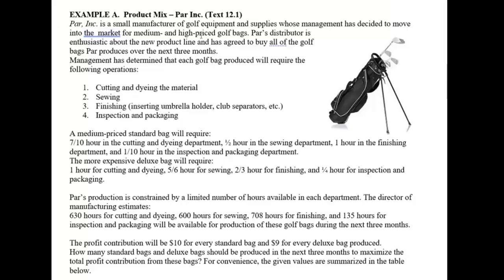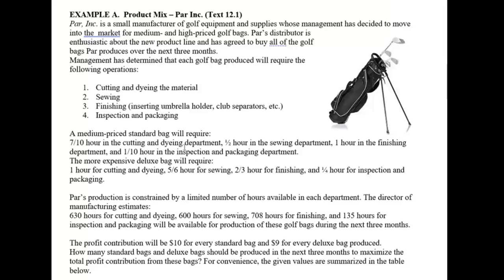Okay, we have this golf equipment manufacturer. So they are making golf bags. They're going to make golf bags. And the distributor is going to buy all the golf bags that PAR produces. So this means we don't have to worry about the limit of the market demand. So there's no worry about the constraint there.